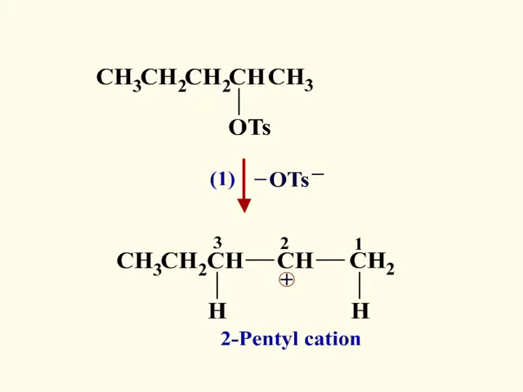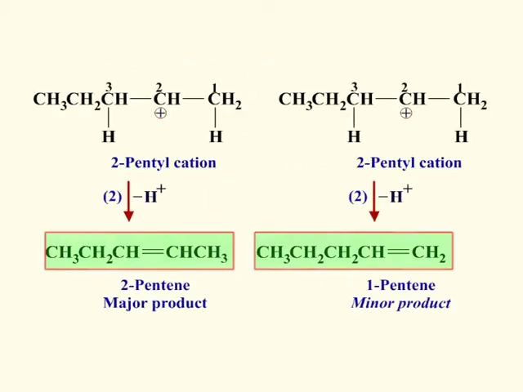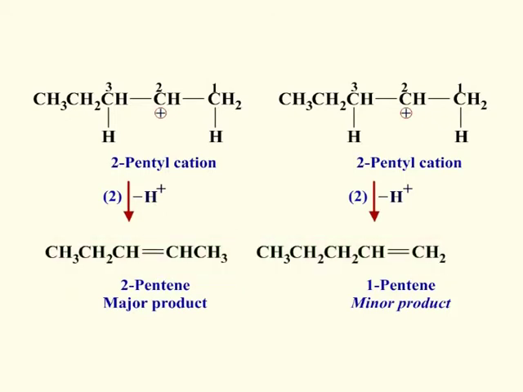How fast the substrate reacts is determined by the rate of step 1, but which alkene is produced is clearly determined by which beta proton is lost faster from the carbocation in step 2. The 2-pentyl cation can lose either a proton from C3 or from C1 to form 2-pentene or 1-pentene respectively. There is a competition, and more 2-pentene is obtained because 2-pentene is more substituted.